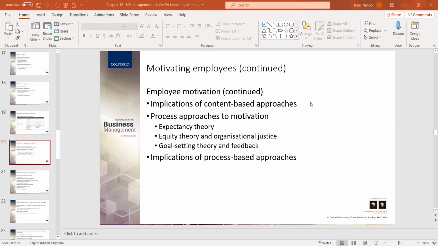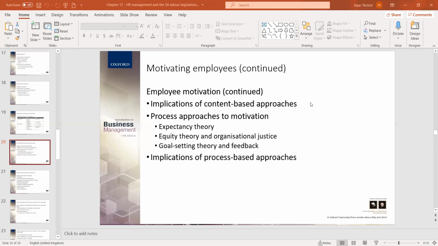It's about the expectancy theory that we need to focus on: the expectancy, the instrumentality, and the valence. The first, expectancy, refers to a person's belief that a certain level of effort will lead to a particular level of performance. So here is how a person's efforts influence performance. That is expectancy.